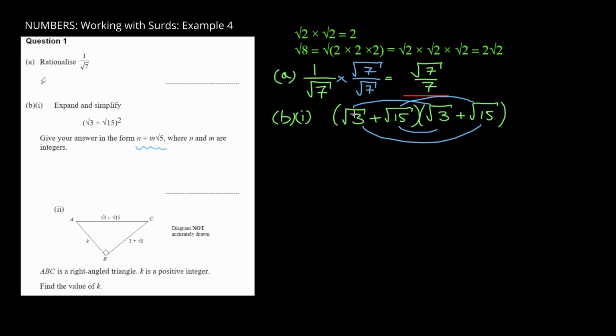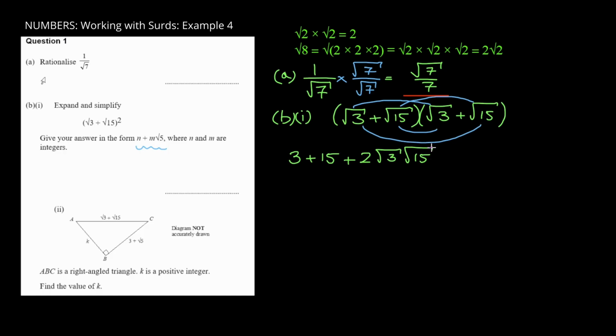Right, first eyebrow, root 3 times root 3, using our rule up here that we've just used before, this time with root 3. Root 3 times root 3 will equal 3. Second eyebrow, root 15 multiplied by root 15 by that same rule is 15. We've got root 3 times root 15 here and another root 3 times root 15 here, so it's plus 2 root 3 root 15.